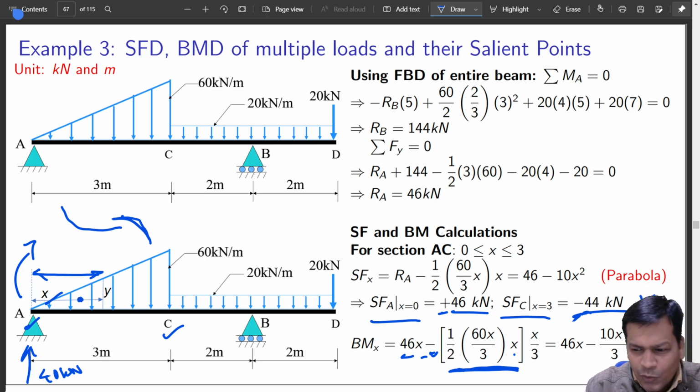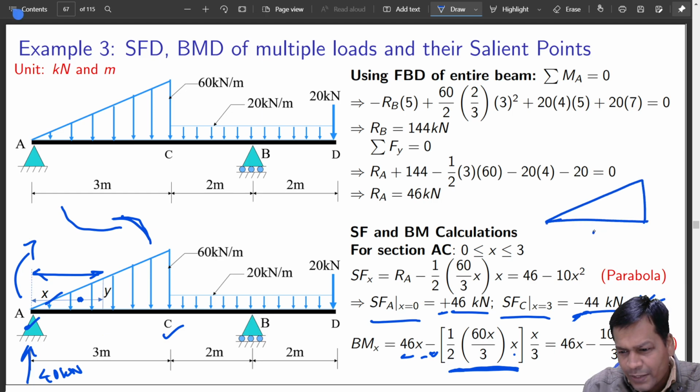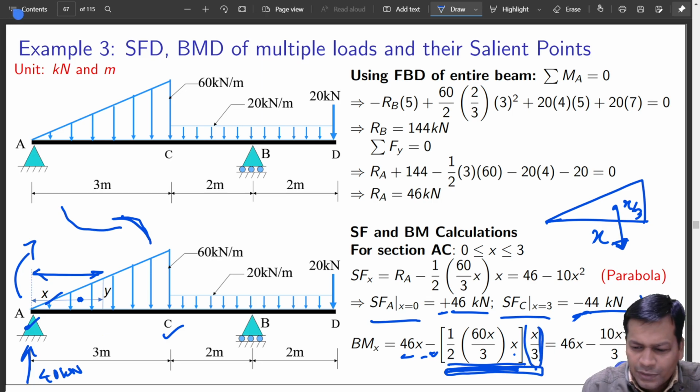If x is the total distance, this should be your x by 3 location where you see the center of this load, okay. So that is why it is x by 3, and 60/3 into x is the variation of load. So using a similar principle, I have found this. The total load is this, x by 3 is the distance where it is acting, so that is why it is making it like this, and this is the negative sign that goes.